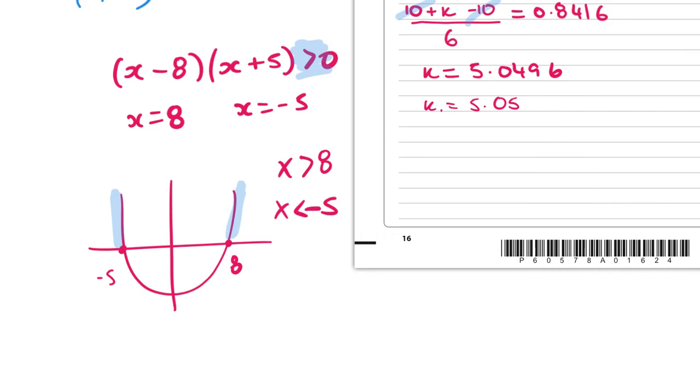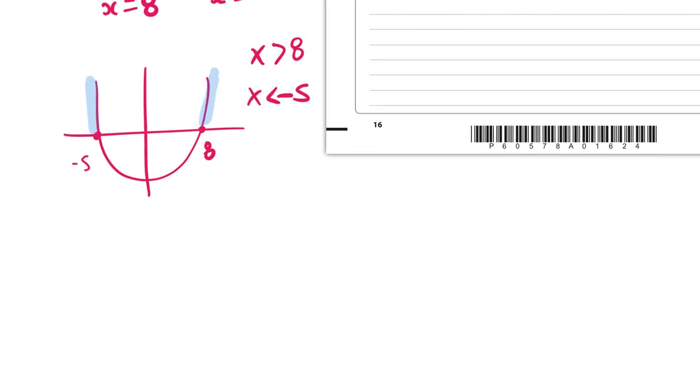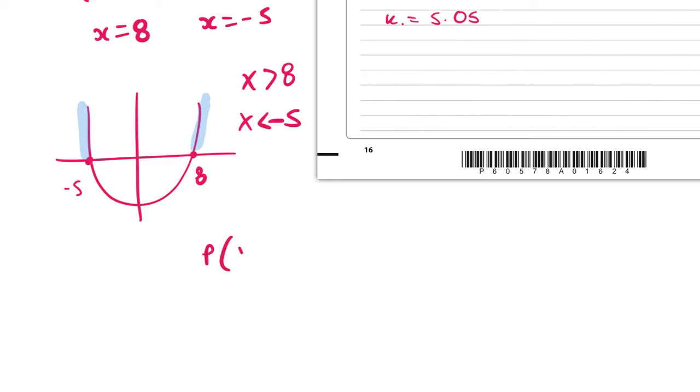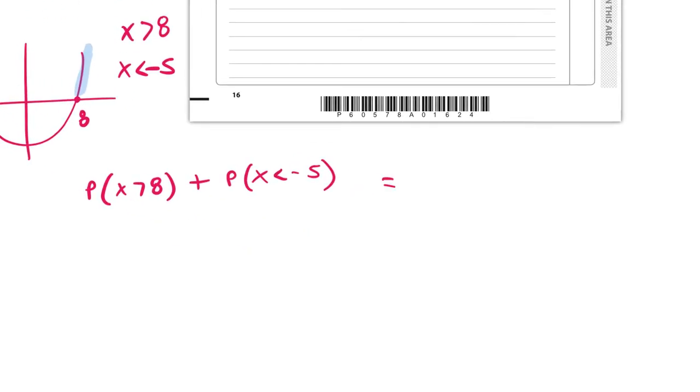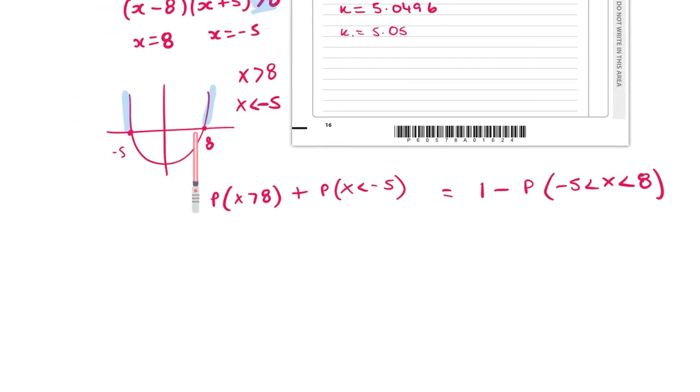So now that I've figured out the probabilities I want, so I want the probability of x being greater than 8 or, it's supposed to be not and, or the probability of x being less than negative 5. Remember, this is the same as saying 1 minus the probability of the interval of them. Okay? Because essentially we're taking away the probability of this bit. Perfect. We know the probabilities add to 1. So either way you write it is fine.